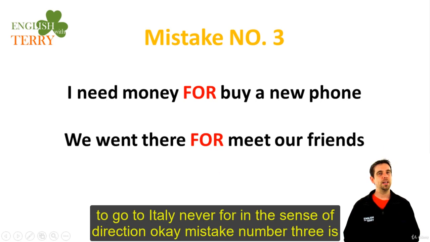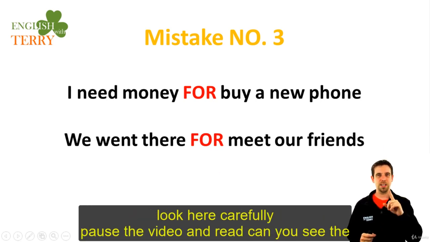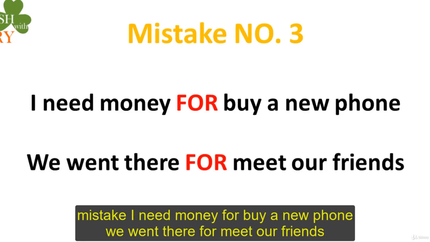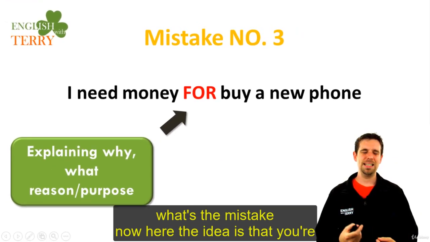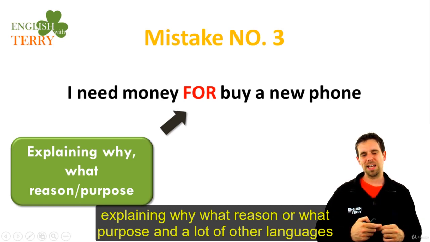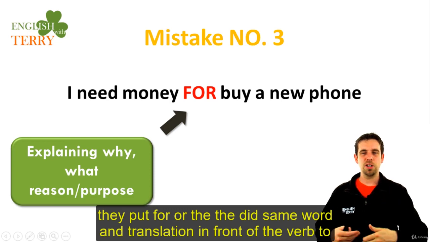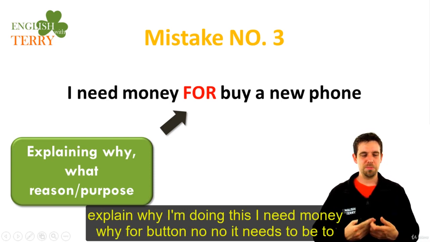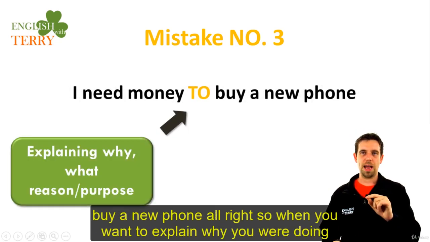Mistake number 3 is when people put the word "for" in front of a verb. Look here carefully. Pause the video and read. Can you see the mistake? I need money for buy a new phone. We went there for meet our friends. What's the mistake? Now, here the idea is that you're explaining why, what reason, or what purpose. And a lot of other languages, they put "for", or the same word in translation, in front of the verb to explain why I'm doing this. I need money. Why? For buy. No. It needs to be to buy a new phone.